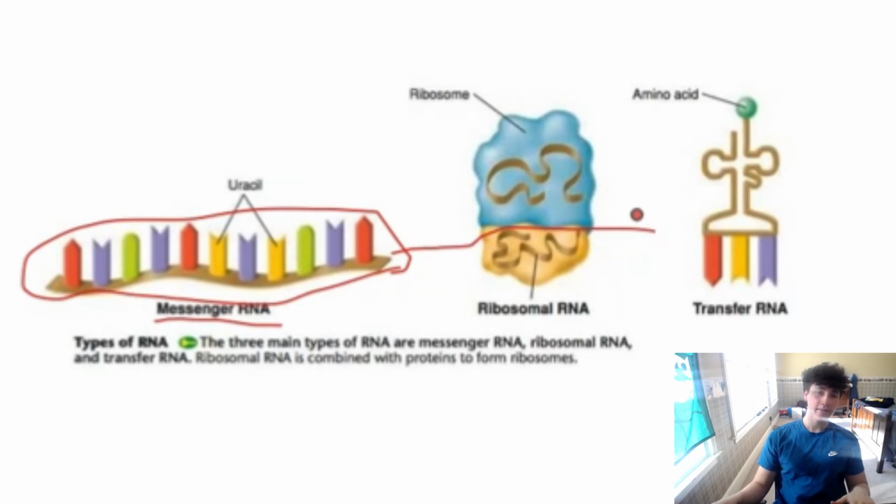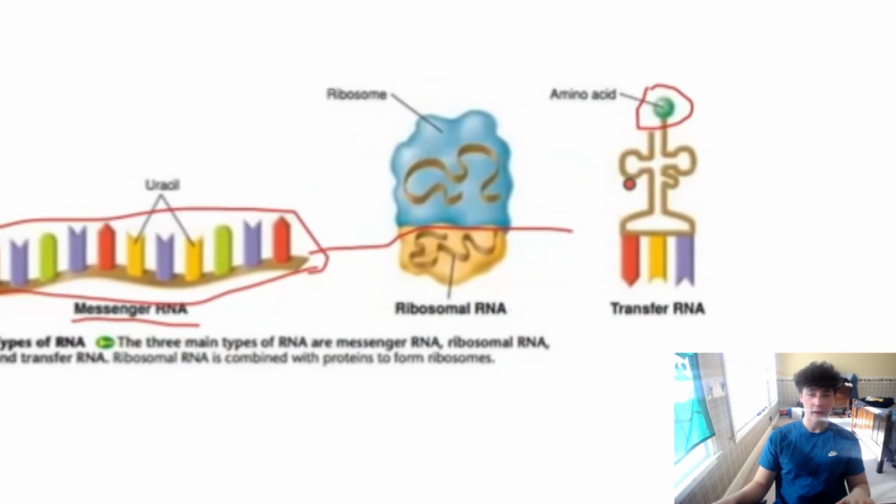Now, tRNA, this is going to be really important in translation. So as you can see here, there's an amino acid on it. The amino acid is going to be added to the existing peptide chain that we're going to be building up. We'll get into the specifics of that later. And then this right here is going to be called the anticodon.